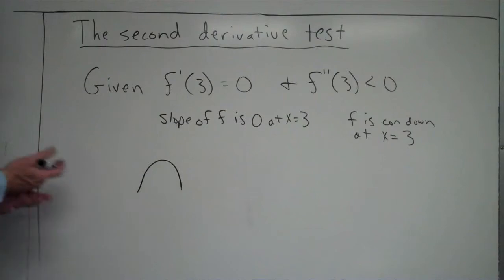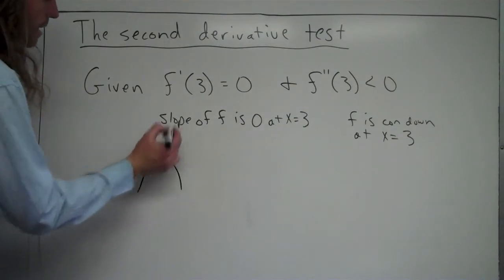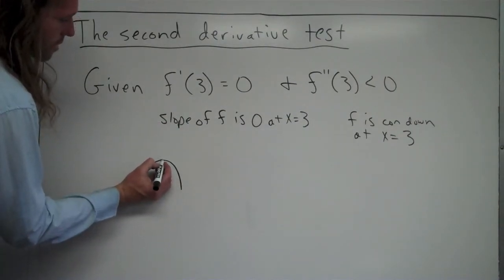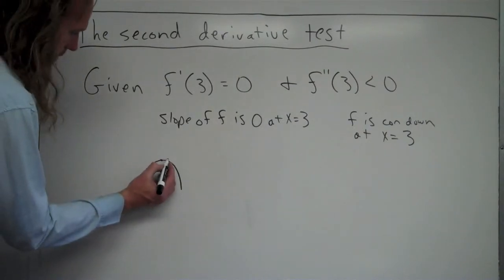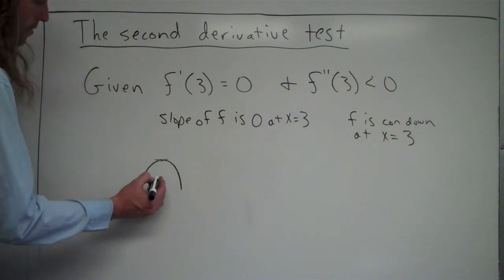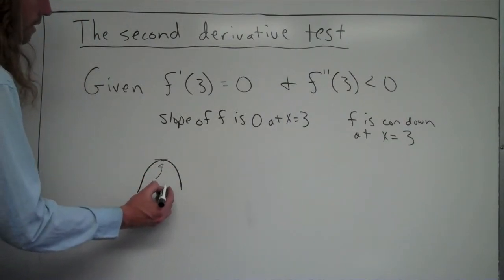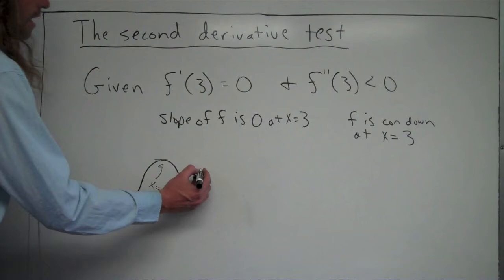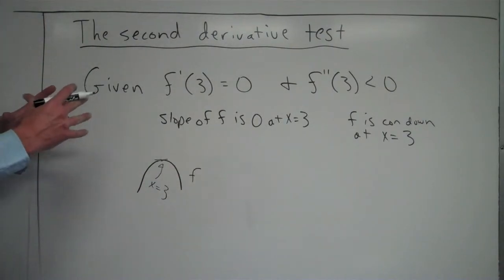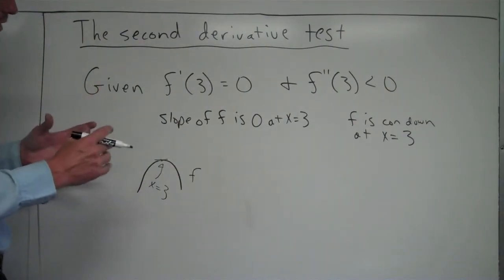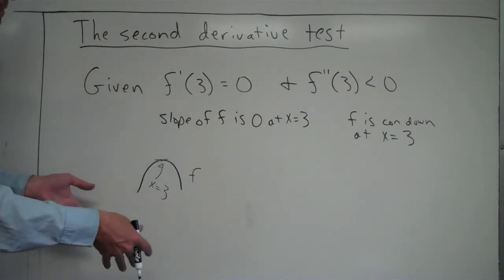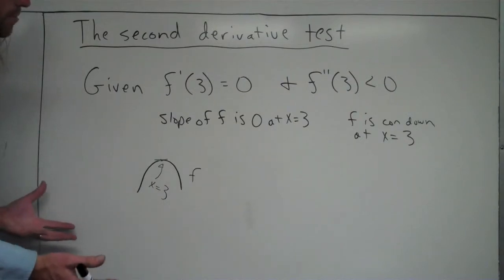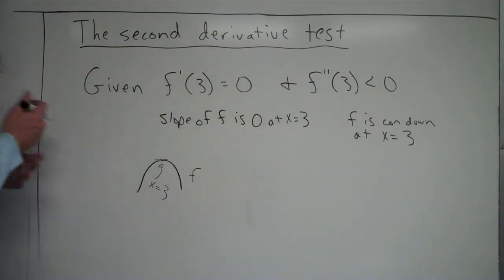So I'm just drawing something that's concave down, downward facing, and at x equals 3 has a slope of 0. You can see at the peak up here, there's a slope of 0. So this is my example of x equals 3. Again, I don't know what the graph of f looks like at all. I'm just drawing a sample, based on what I know. I know that at x equals 3 the slope is equal to 0, and I know the graph is concave down. Okay? From those bits of information, I can determine that there's a relative maximum at x equals 3.